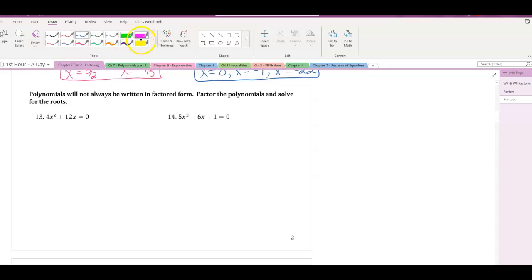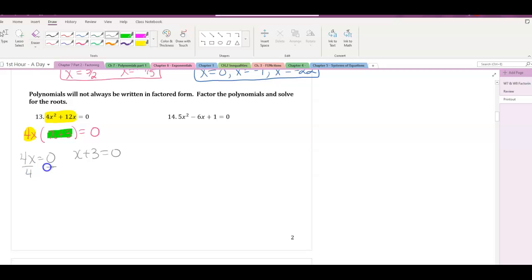So what I need to do is do what we've been doing the last week and a half, which is factor these 2 terms. The way I factor that is I ask myself, do I have a greatest common factor? And the answer to that is yes. So I'm going to take out a 4x, and I'm left with x plus 3 equal to 0. Once I am completely factored, I then can set 4x equal to 0 and x plus 3 equal to 0.